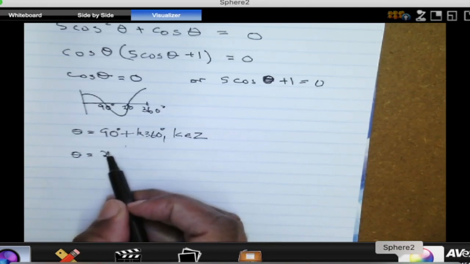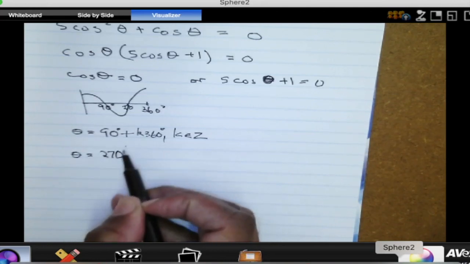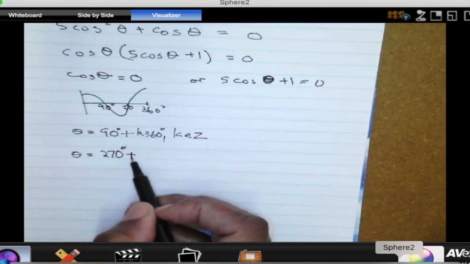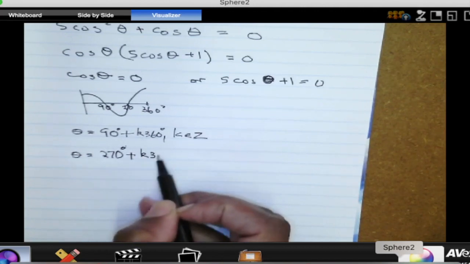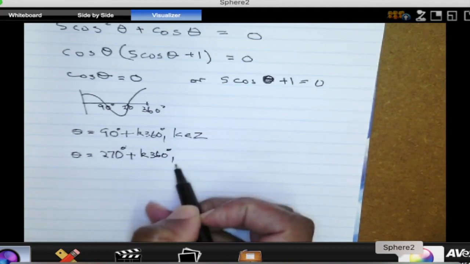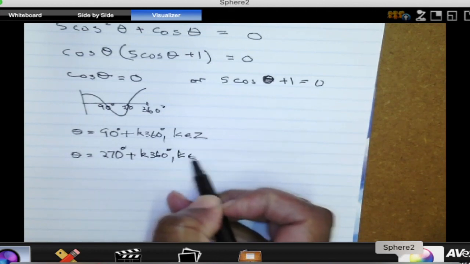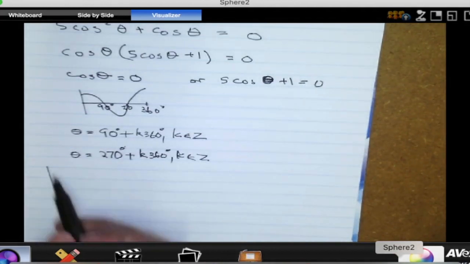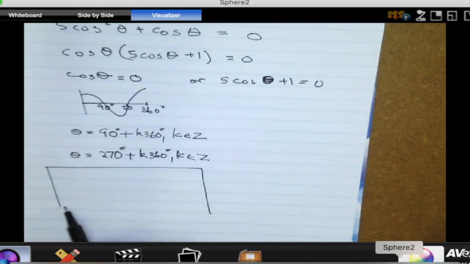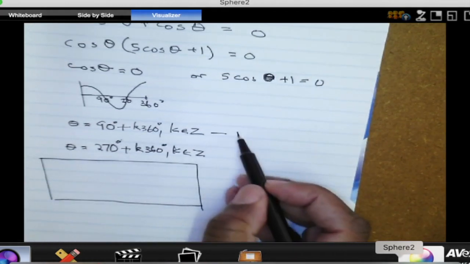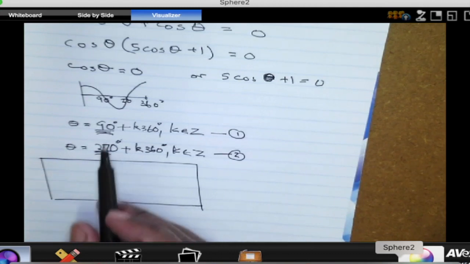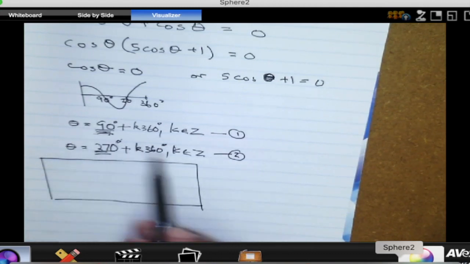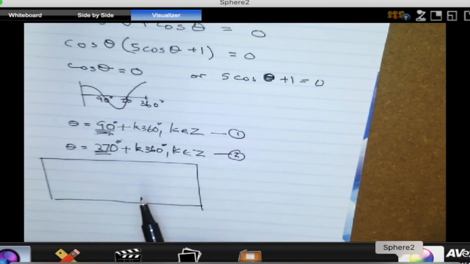I'll show you the quick way of doing this right now. So that's 270 degrees plus as many revolutions as possible. So these are the two general solutions from cosine of theta is equal to 0. Maybe one lesson that we can learn from this, please compare these two here. If one of the angles is 90 degrees, then there should be another one which is 360 minus 90 degrees.